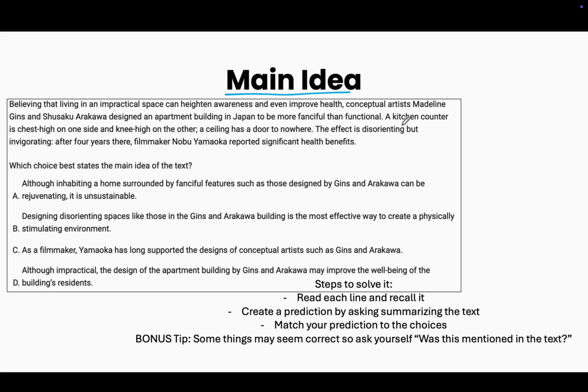Then it says a kitchen counter is chest high on one side and knee high on the other. A ceiling has a door to nowhere. Okay, so the apartment structure is pretty weird. The effect is disorienting but invigorating. I don't know what invigorating means, so I'll keep on reading.